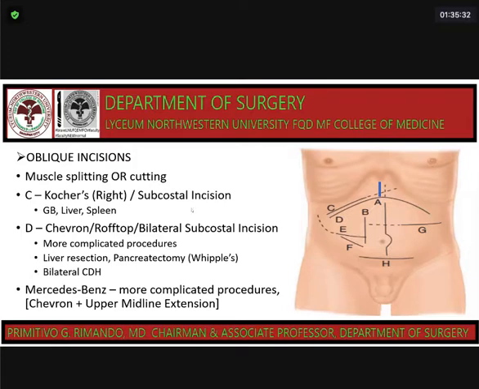And now you have what we call a Mercedes-Benz incision. Can you see it? For those of you with Mercedes-Benz cars, it will look like that.